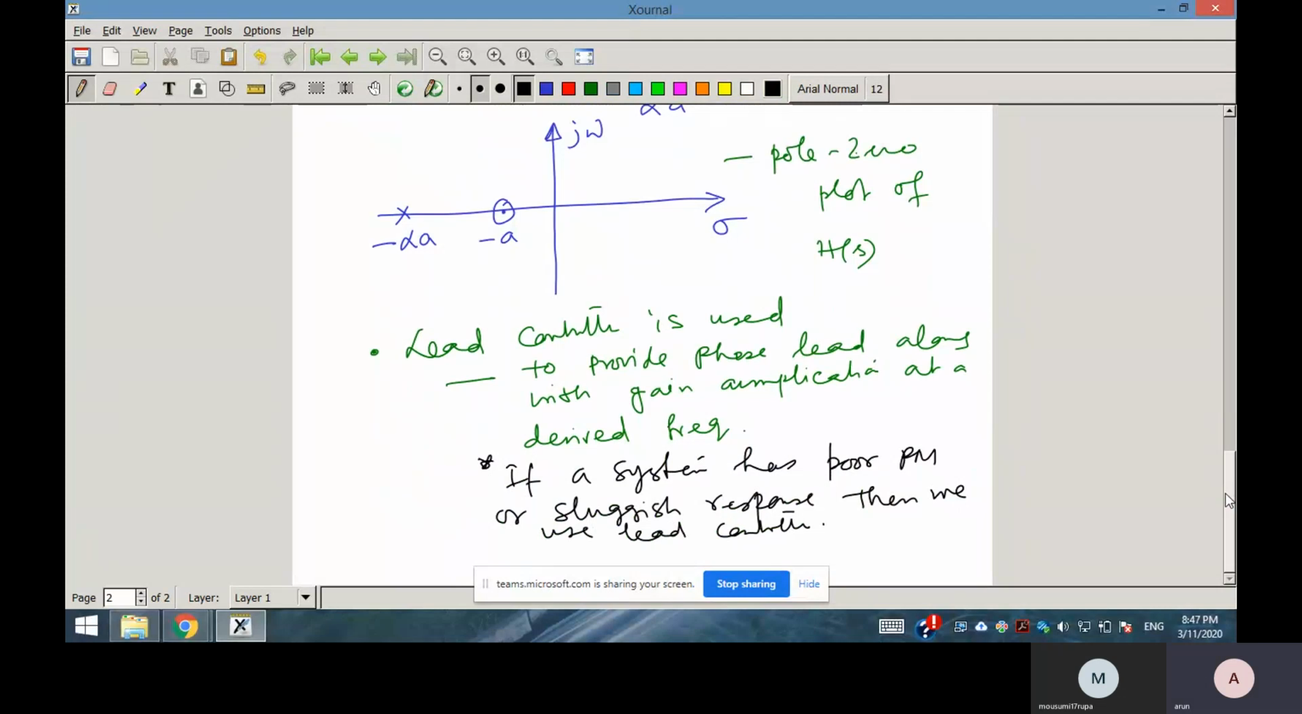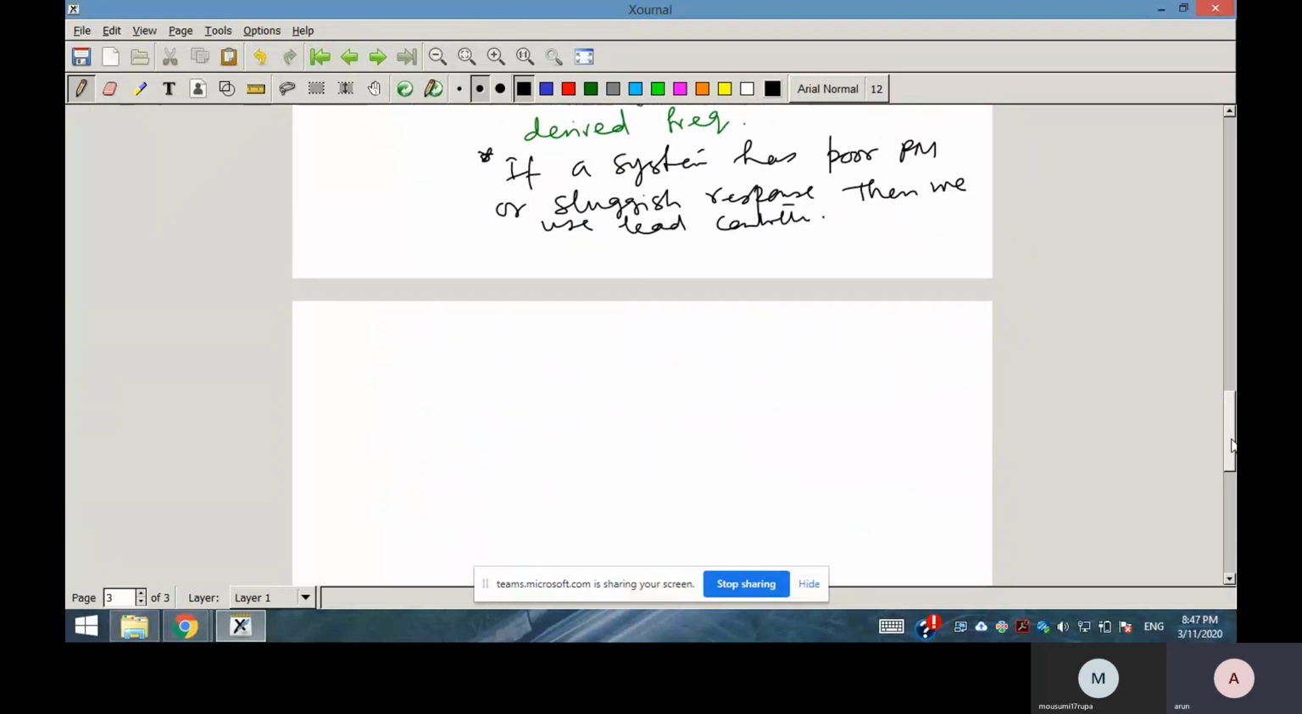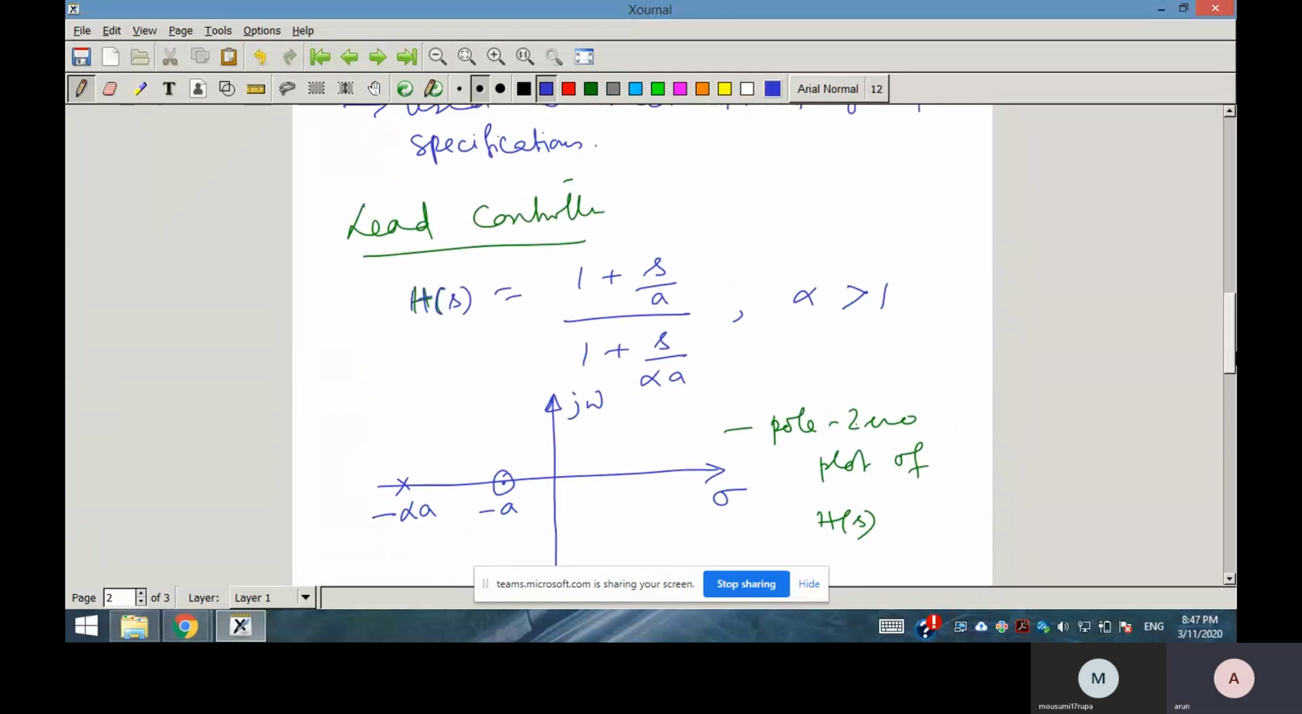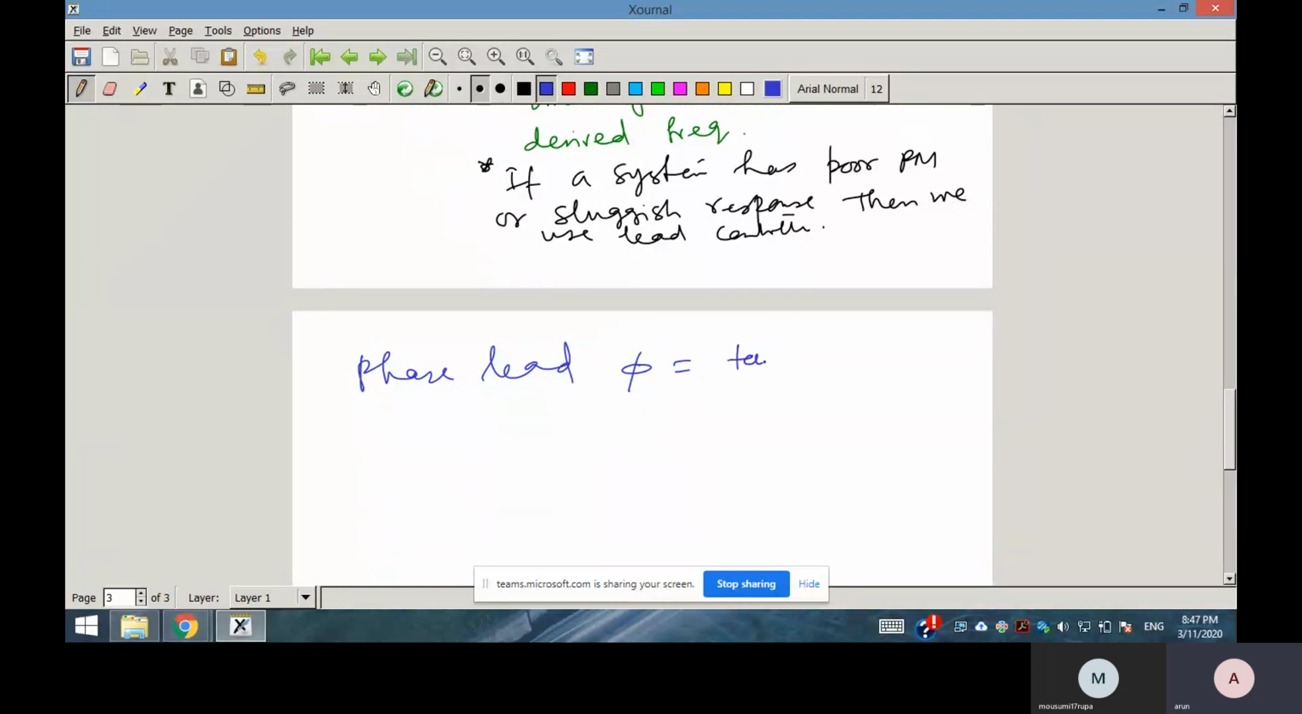So the lead controller will provide phase lead. What is the amount of phase lead it will provide? It will provide some phase lead at some frequency, as well as some gain amplification. The phase lead phi you can easily see from the transfer function. At frequency omega, phi is equal to tan inverse of omega by a minus tan inverse of omega by alpha a. So you can write phi is equal to tan inverse x minus tan inverse y, which is tan inverse of (x minus y) divided by (1 plus xy).